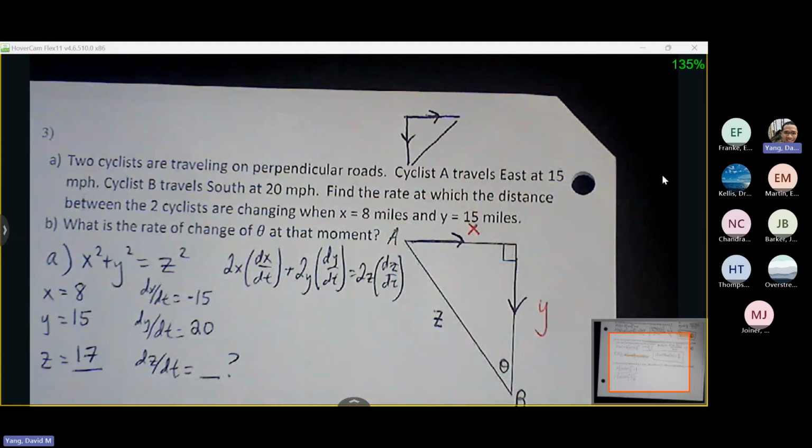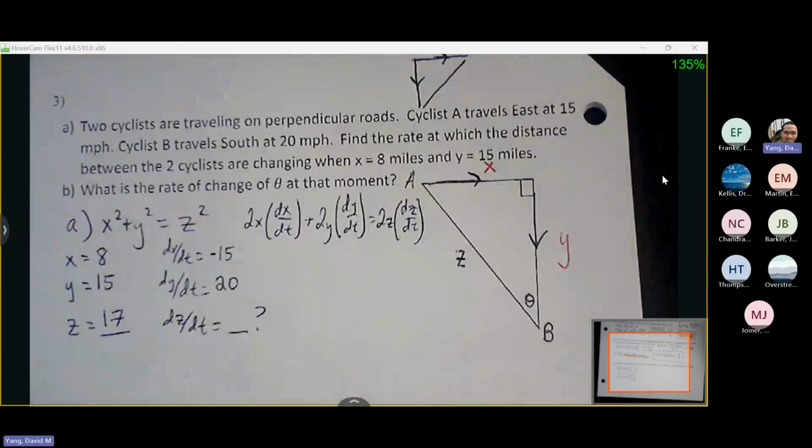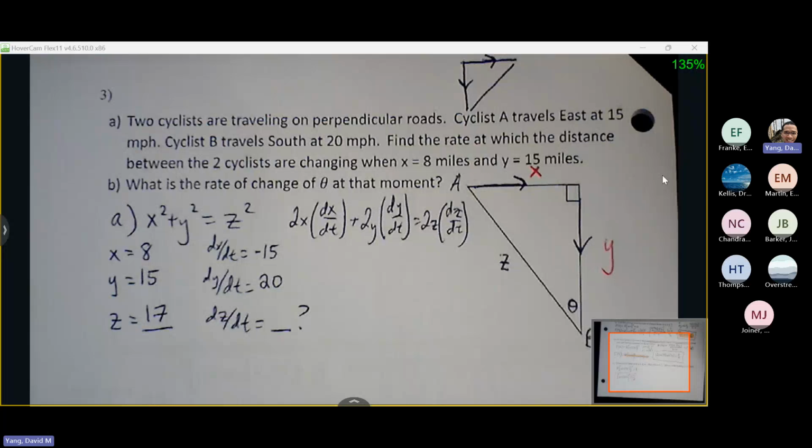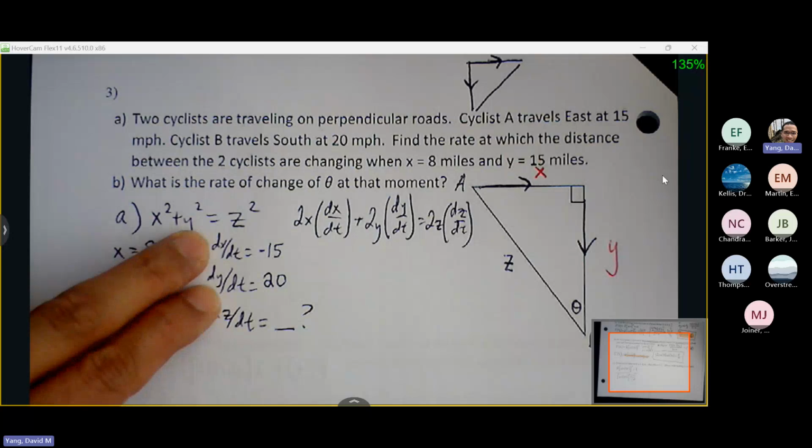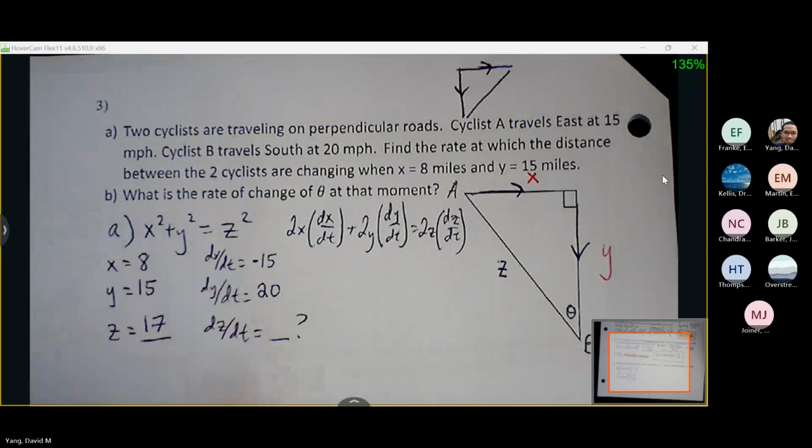So if you can visualize the problem in motion and just convince yourself, is that value getting larger or is that value getting smaller? That will help you decide whether to keep that rate positive or negative.